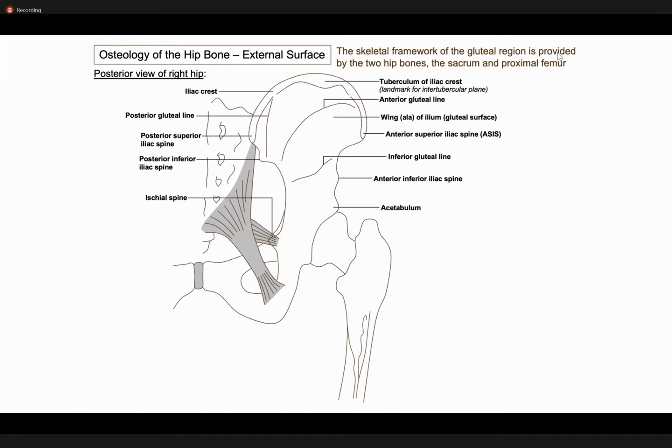This one is given a name. Give a name to this ligament. From ischium to sacrum, a ligament. Maybe you give a wrong name, who cares? Sacrospinous, yes, good. Sacrospinous ligament. There you go.